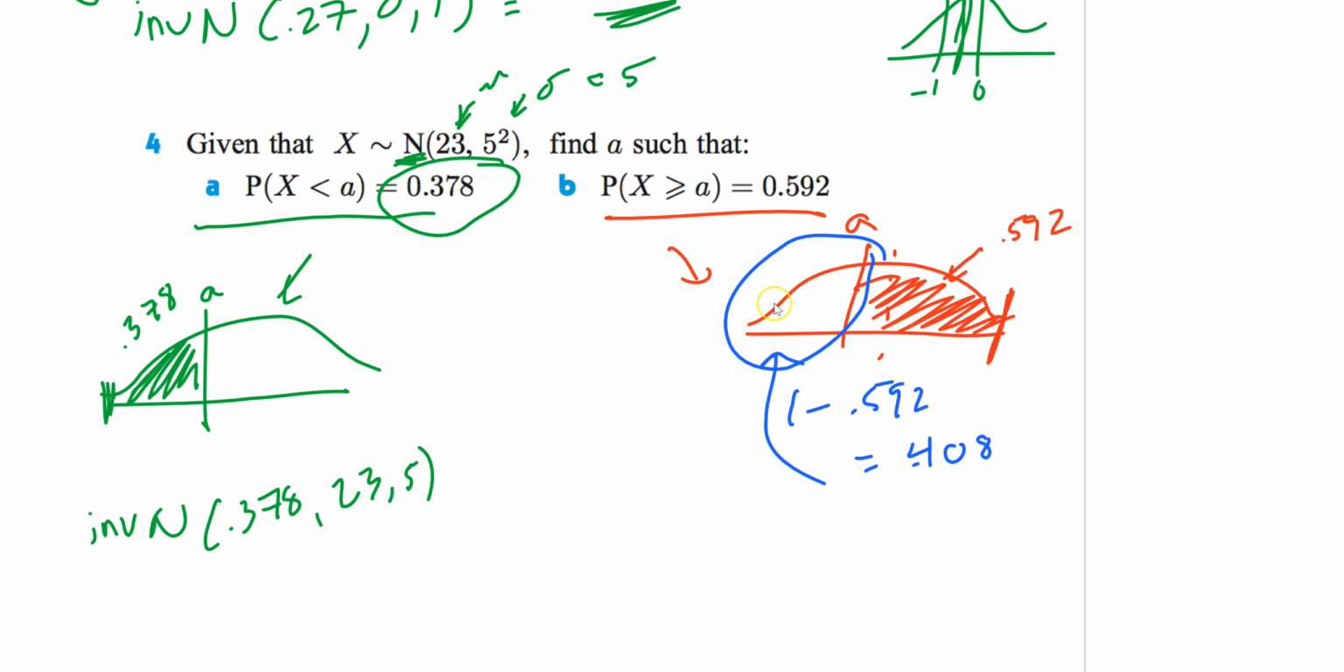Right, so again, invert normal has to be left hand side. If you have the right hand side, just do 1 minus it. Easy fix. So now you have invert normal, 0.408, 23, and 5. And that's that example. Put that in your calculator. I'm not going to do it, but that's how you do it. Let's move on.